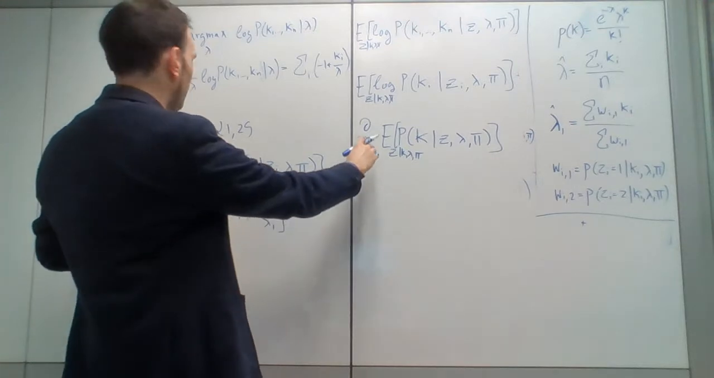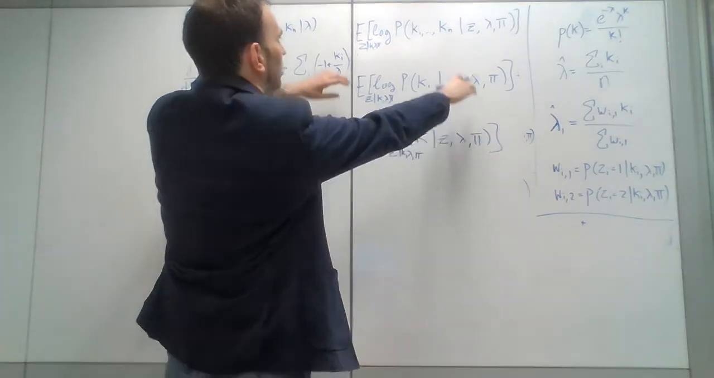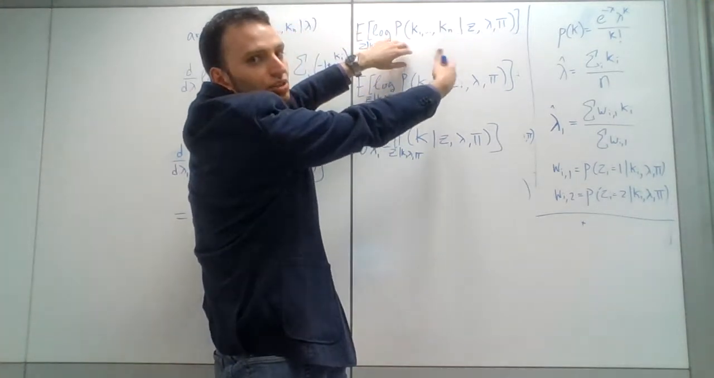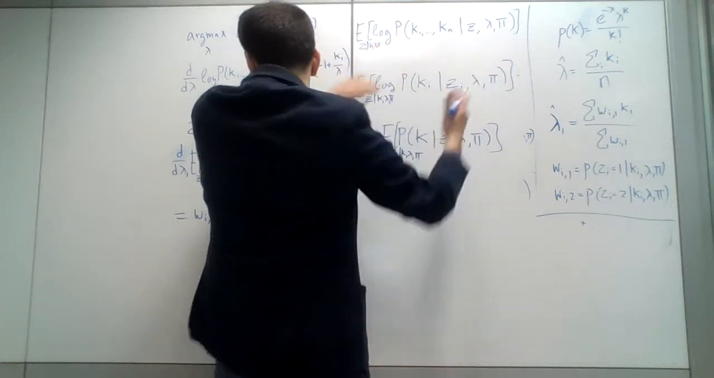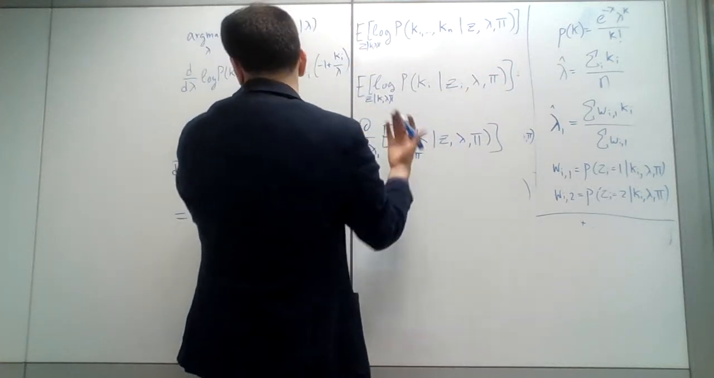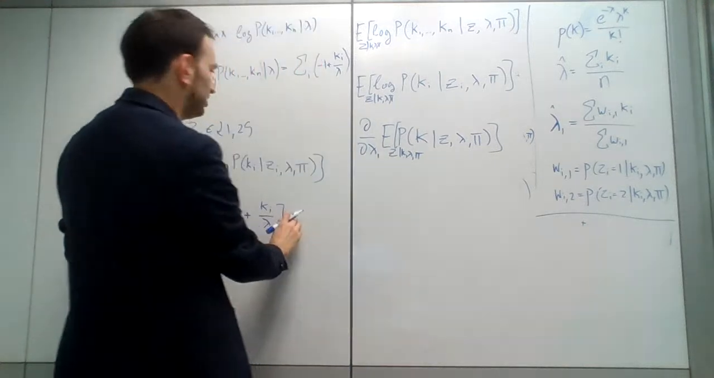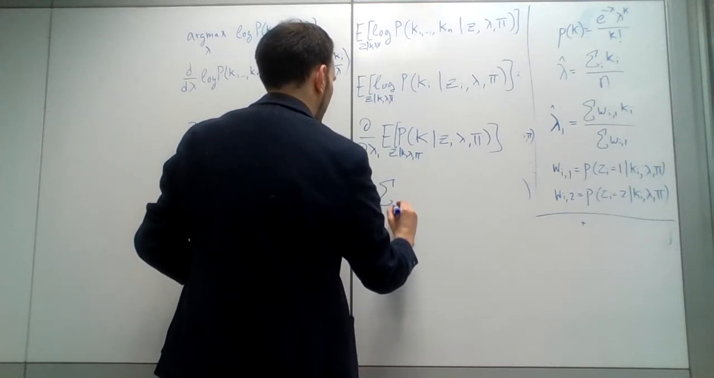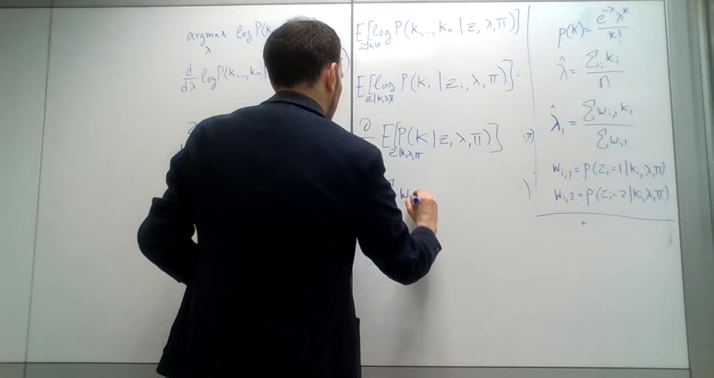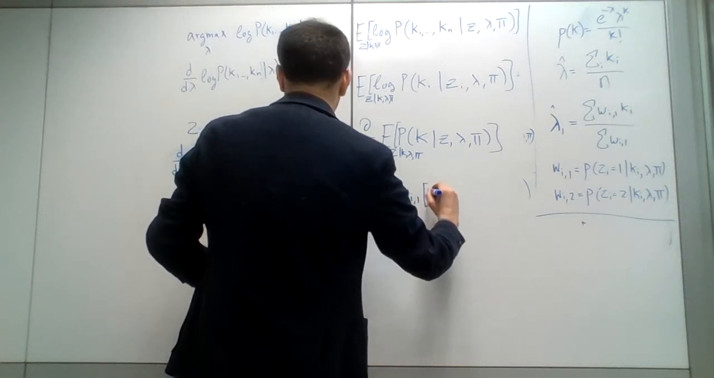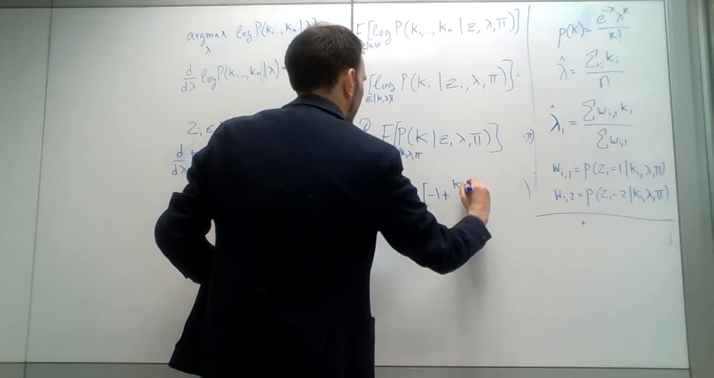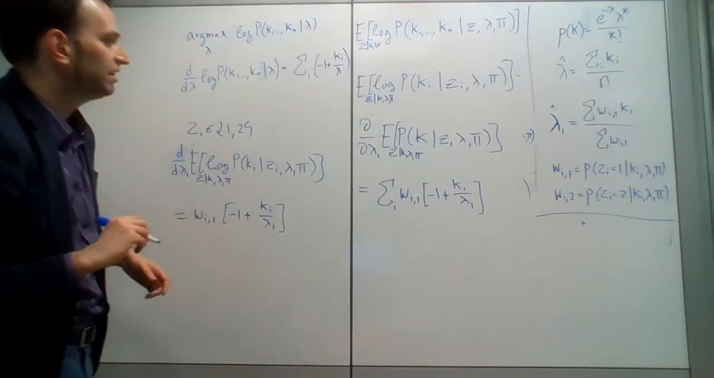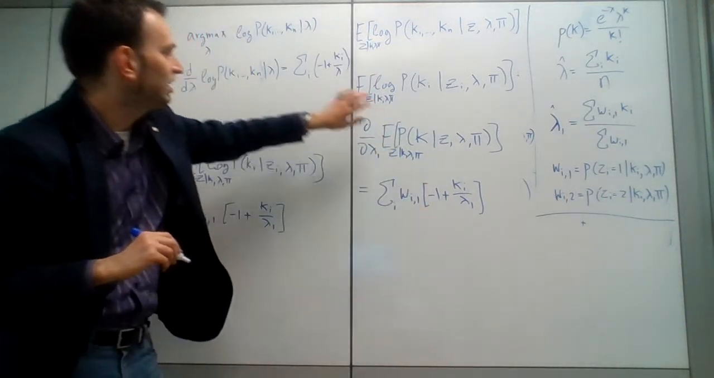What is it going to be? Well, you are just taking the derivative of essentially the sum of log p of k1, log p of k2, log p of k3, and so on, right? So the derivative of the sum is going to be the sum of the derivatives. So it's just going to be the sum of those guys. And you can kind of derive it carefully as well: the sum over i of wi1 times minus 1 plus ki divided by lambda 1. So isn't that nice? Because this expression is very much like this expression.